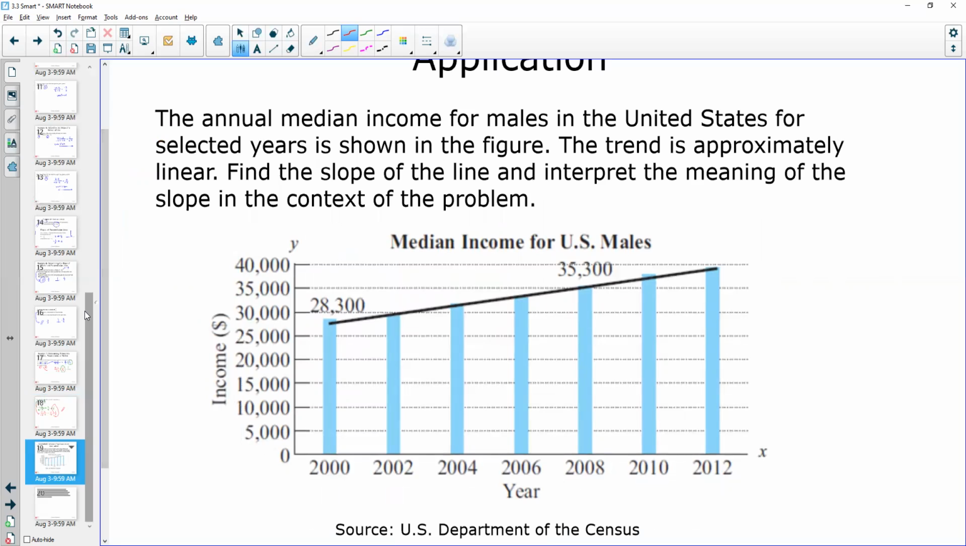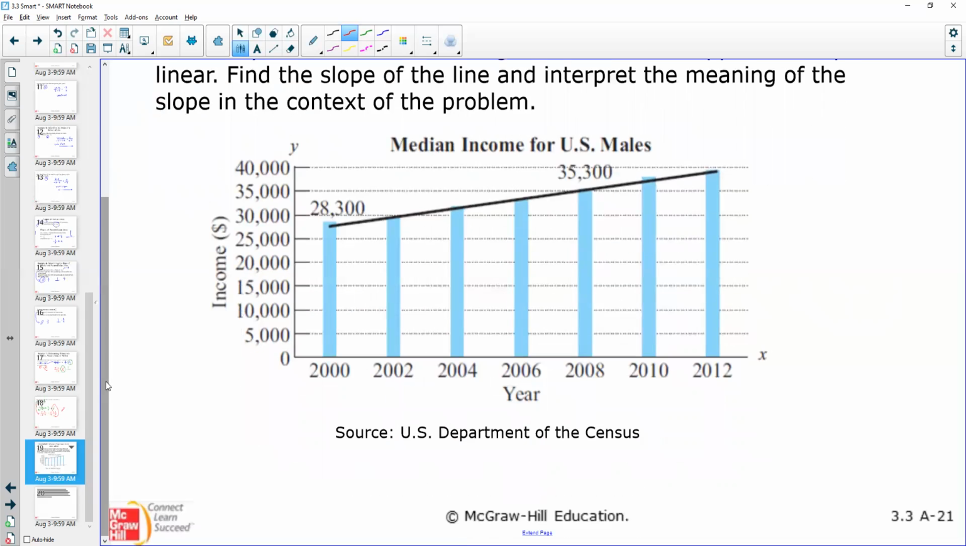All right, let's try one problem with this, or maybe 2, and see what we see. The annual median income for males in the United States for select years is shown in the figure. The trend is approximately linear. So basically they drew a line. Find the slope of the line and interpret the meaning. So they want you to find the slope and figure out what it means. So to do that, we first need points, right? So they give us 2.